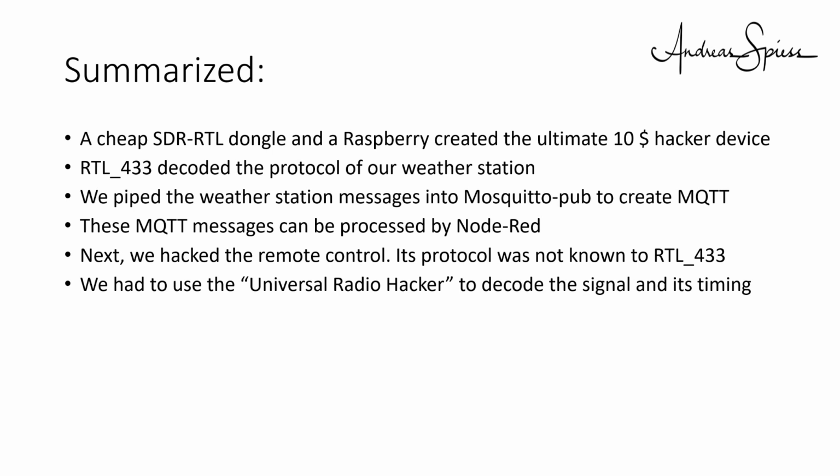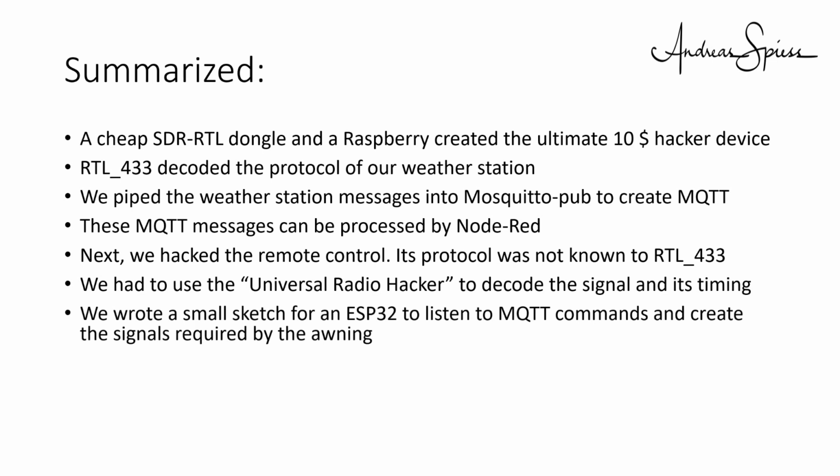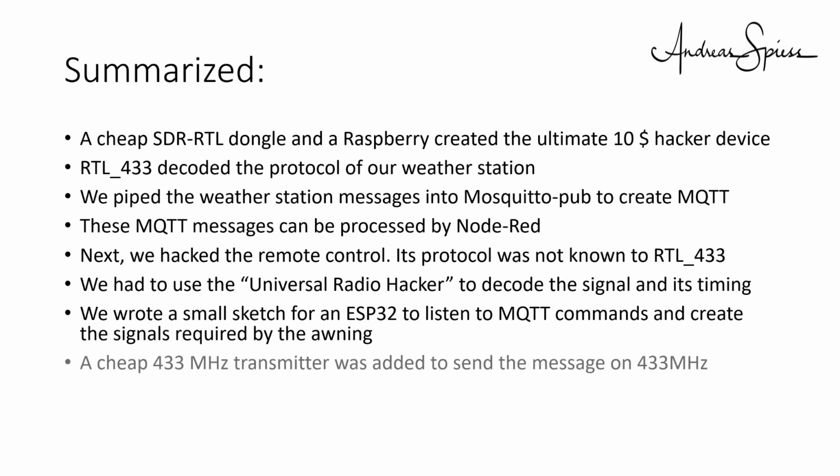commands. Then we wrote a small sketch for an ESP32 to listen to the MQTT commands and create the signals required to move the awning. As a last step, a cheap 433 MHz transmitter was added to create the message and send it to the awning. Now I only have to print a small housing for the ESP32 and the transmitter and place it in the proximity of Wi-Fi and the awning. And of course I can use the weather signals for all kinds of other things. Maybe you have some ideas?